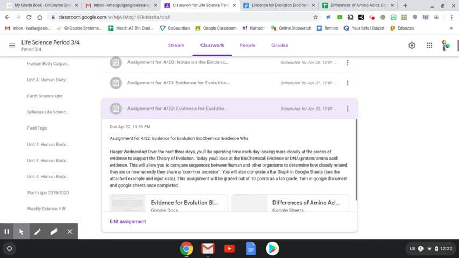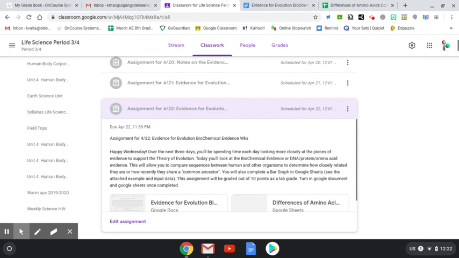It says over the next 3 days, you will be spending time each day looking more closely at the pieces of evidence to support the theory of evolution. You spent the past 2 days going over the big picture ideas of the 5 pieces of evidence. So we're going to be spending the next 3 days delving a little bit deeper into a couple of those pieces of evidence.